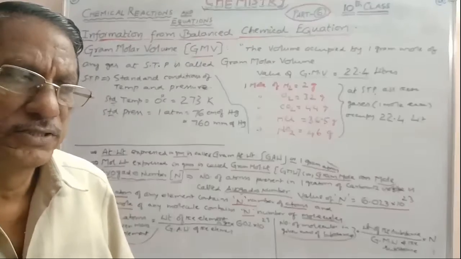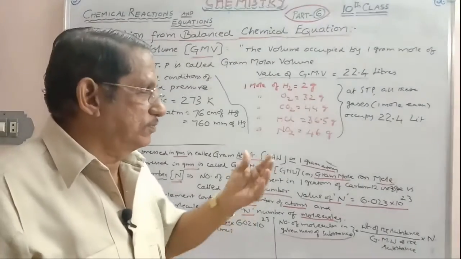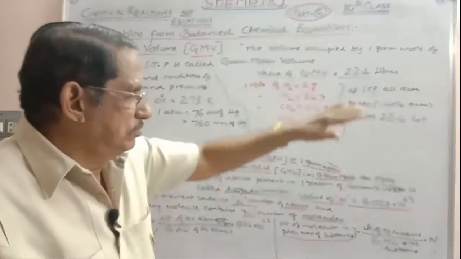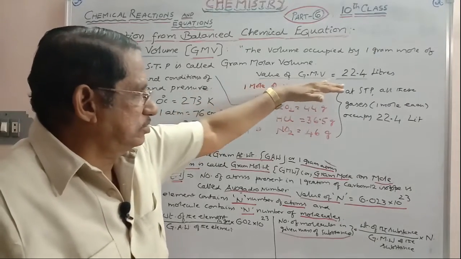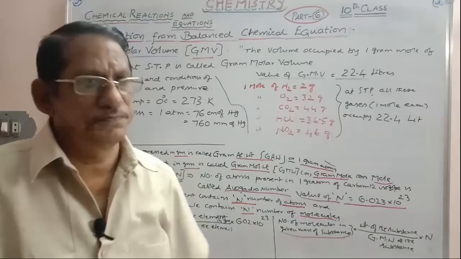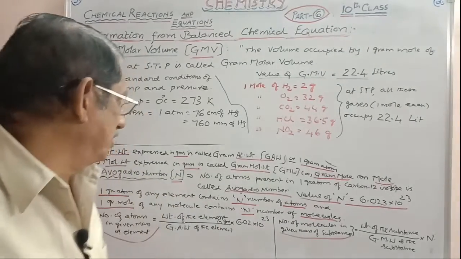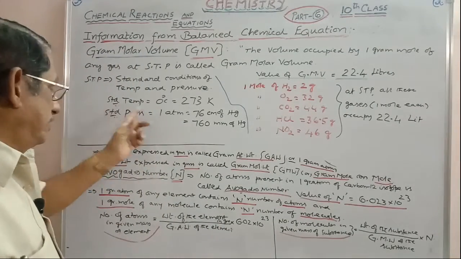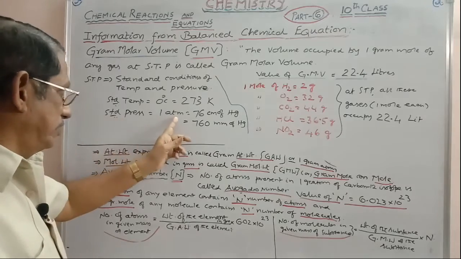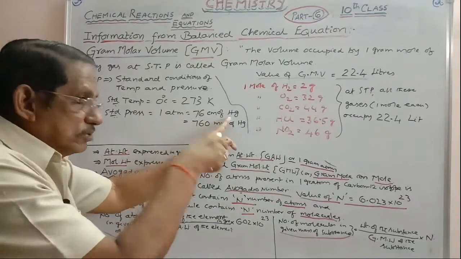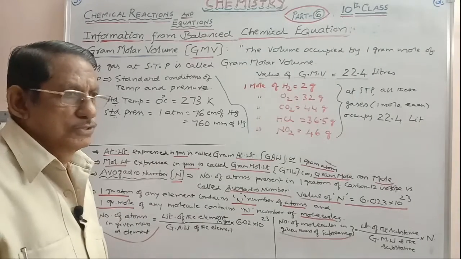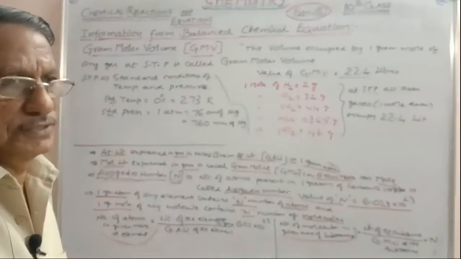In some books it may be mentioned as 22.414. Generally we will use 22.4 for problem purposes. Value of GMV is equal to 22.4 liters. Now I am considering standard temperature 273 Kelvin and standard pressure 1 atmosphere, which is 76 cm of mercury. You have to mention mercury. You should not use just 76 cm, that is not sufficient.